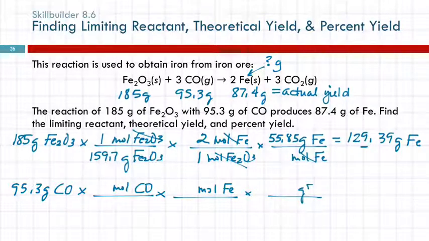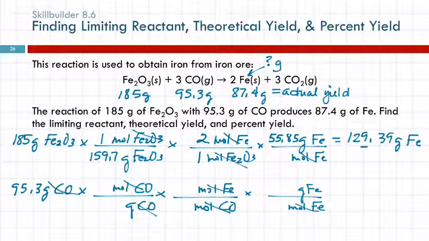I was wanting to be done sooner. Grams of iron. Moles of iron come down there. Cancel those out. Moles of CO. Canceling out. Grams of CO. Canceling out. Numbers on the last one are the same because it's the molar mass of iron. Mole ratio, 2 moles of iron, 3 moles of CO.